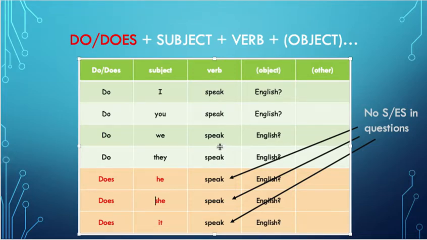Now it's very important: when you write sentences with he, she, it, for sentences you will have an S on the verb, or sometimes ES or IES. Okay? But for questions, nothing. Okay? So the verb in questions, no S, no ES, nothing. Okay?